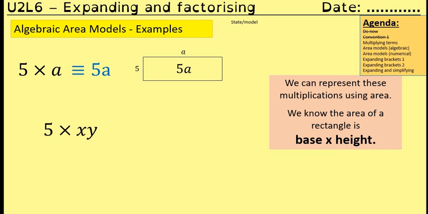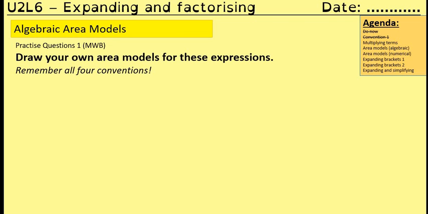If I had 5 times xy, I can construct a different area model with a different base. It happens to have the same height, and the area of this rectangle would be 5xy. So I can use area to help me find the answer to these questions. And I'm going to get you to draw some of your own algebraic area models. So pause the video and you're going to have a go at these questions. Make sure you've got your area models for each one.